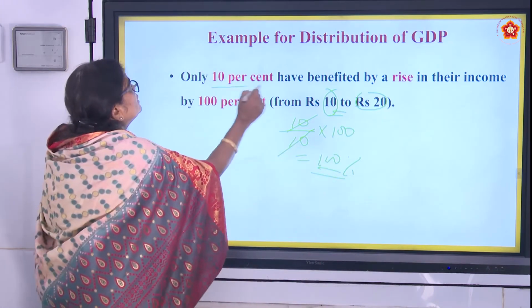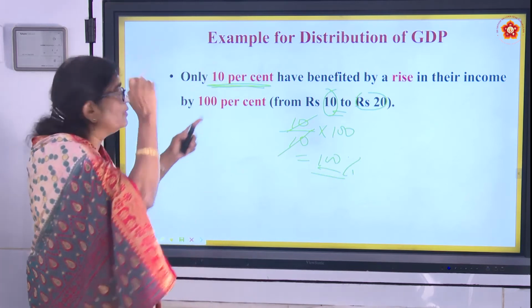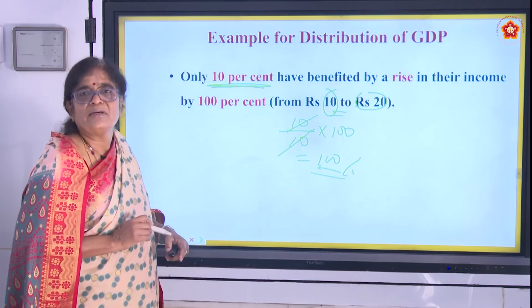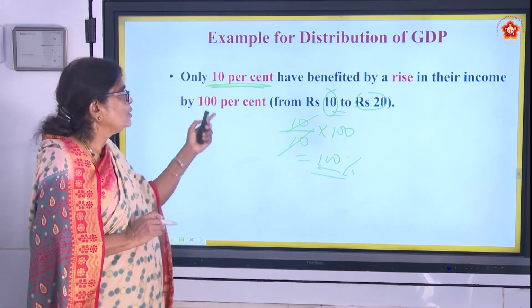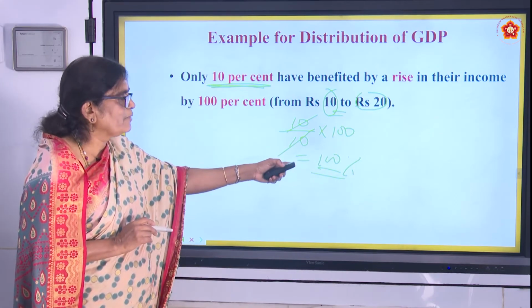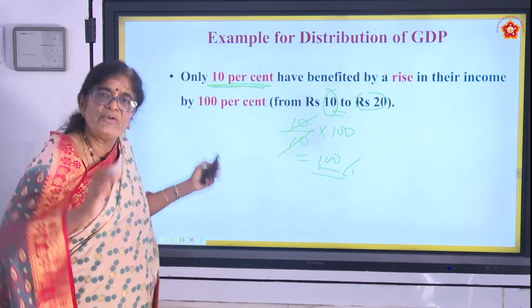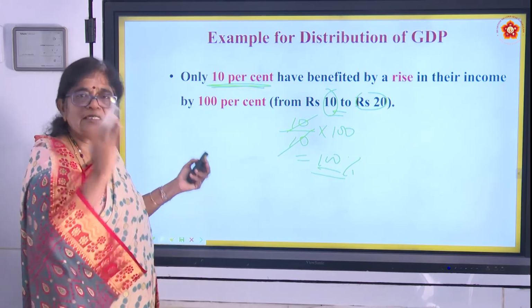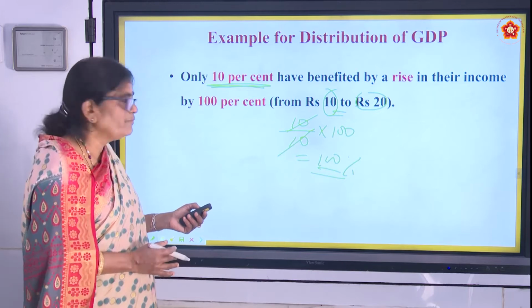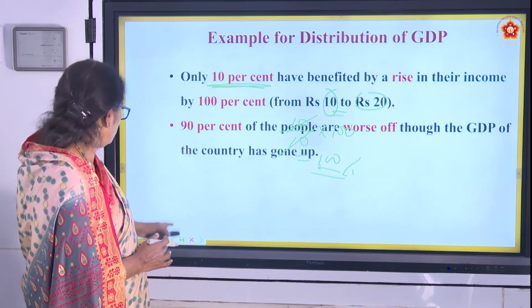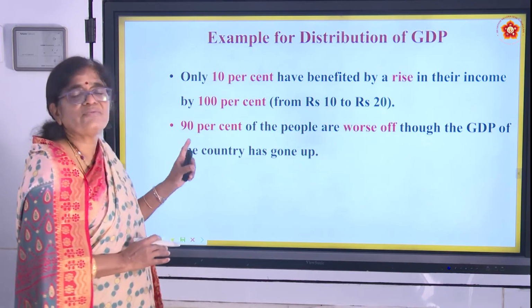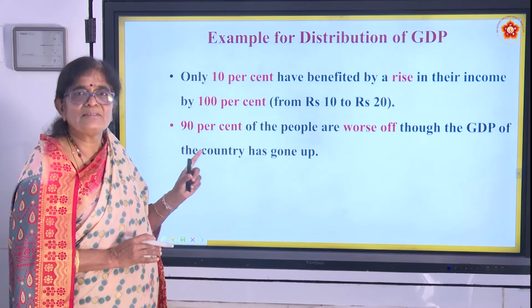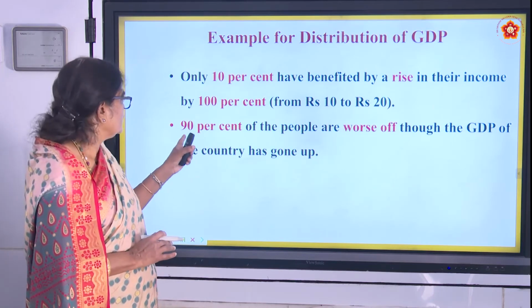Only for how many percentage of the population out of 100 people? Only 10%. Therefore, because 10% of the people's income has doubled, we can't say the whole welfare of the country, as an imaginary country, has gone up. It is wrong because 90% their income has declined. Therefore, this is all you have to explain in your answer. That is the proper way to write the answer for that question.